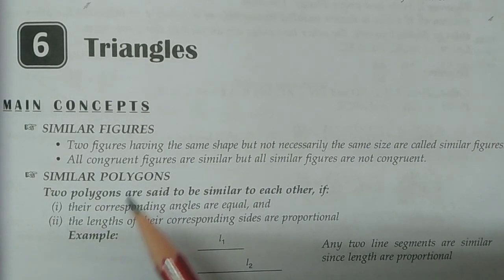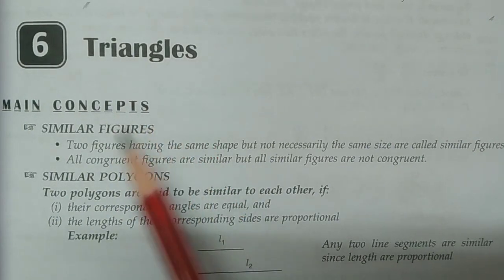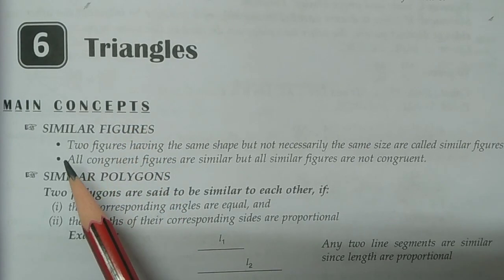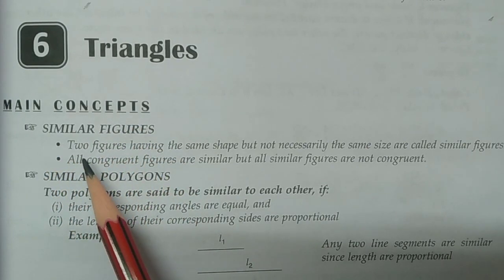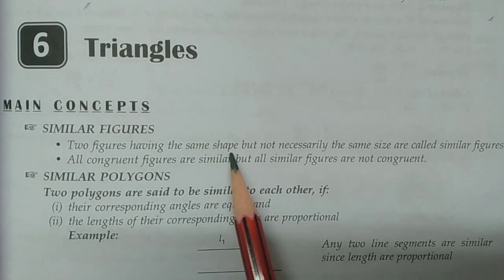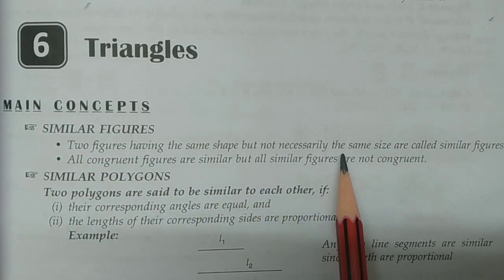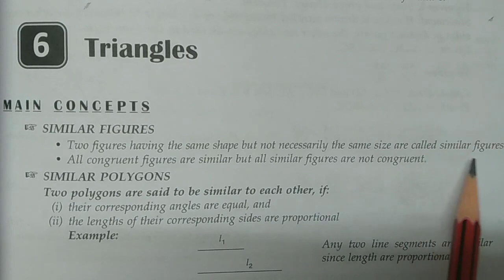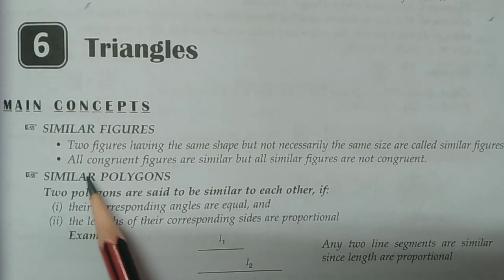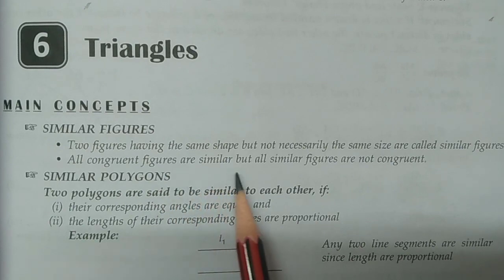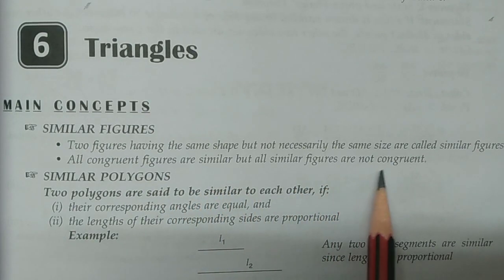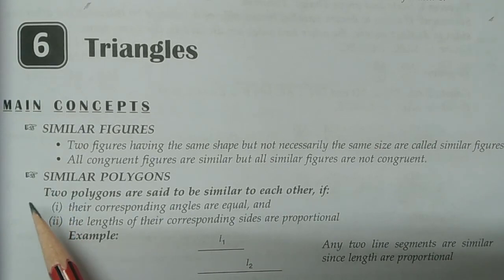It's given here, triangles. So it's the main concept. What is the main concept here? Similar figures. Two figures having the same shape but not necessarily the same size are called similar figures. Next point, all congruent figures are similar, but all similar figures are not congruent. Okay, now next point, similar polygons.